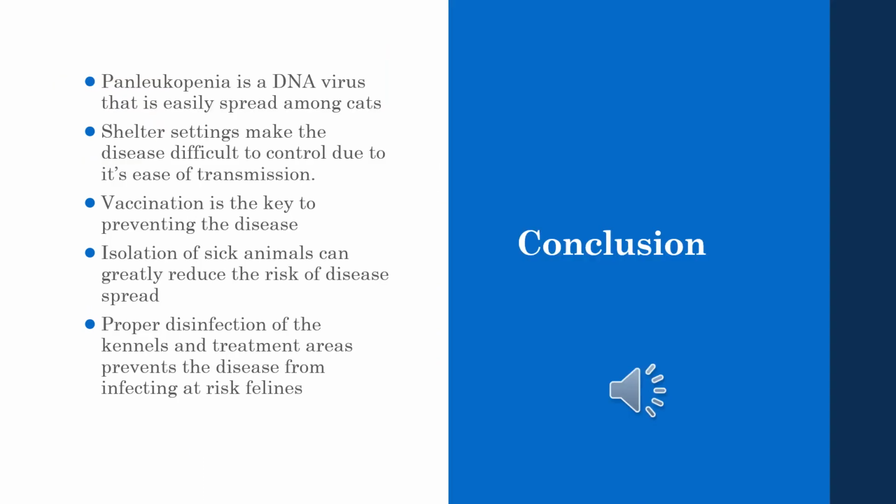In conclusion, panleukopenia is a DNA virus that is easily spread among cats. Because of this ease of transmission, in a shelter setting it is very difficult to control. Vaccination is the key to preventing this disease, and any sick animal should be isolated immediately to reduce the risk of spread. Proper disinfection of the kennels and treatment areas will prevent the disease from infecting at-risk felines.